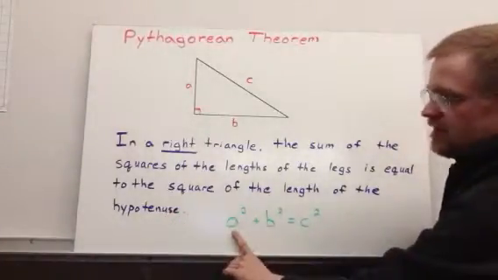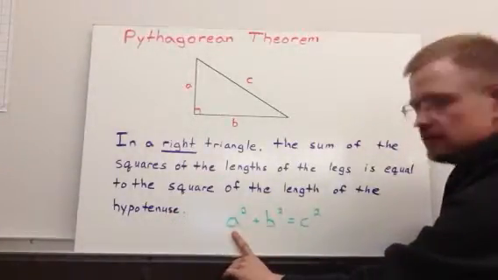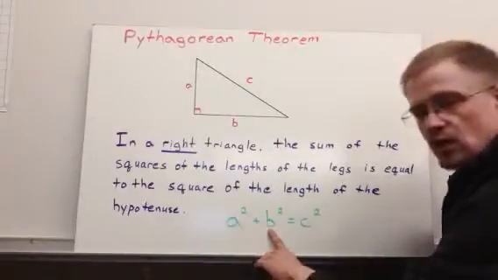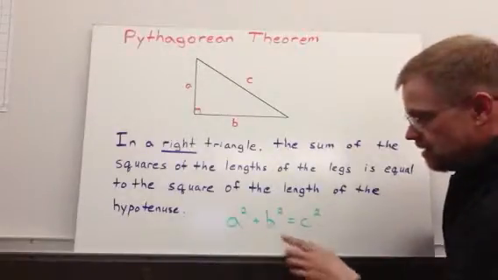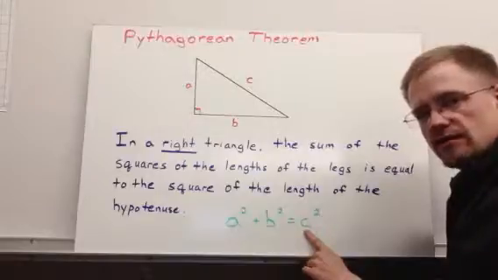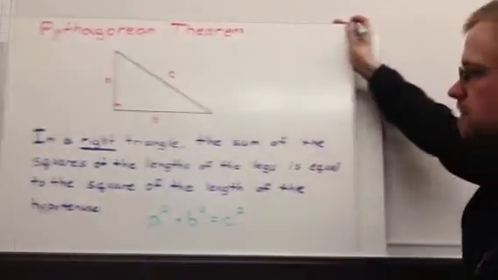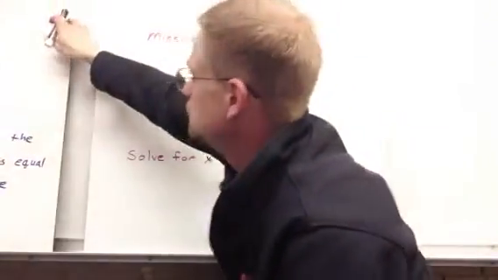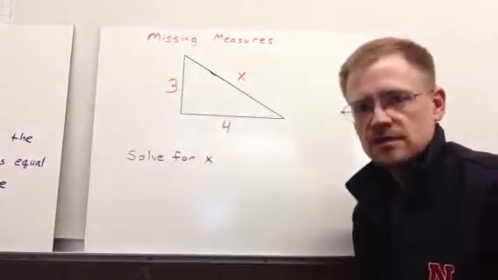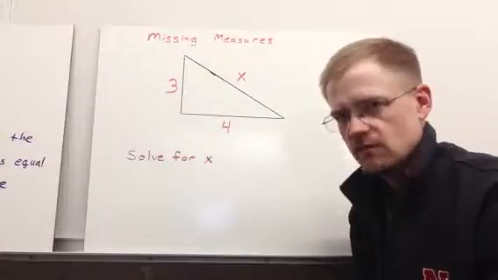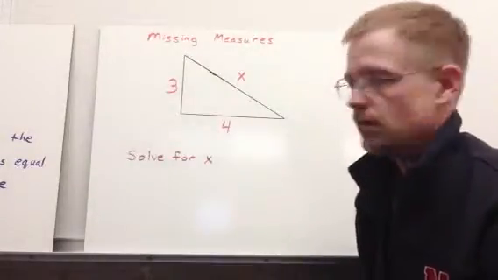In other words, if we take side length A and square it, add that to the square of side length B, that should equal the square of the hypotenuse. Let's just do some basic problems here that review this concept. You've done this before. Quick little review before you go on to the problems.